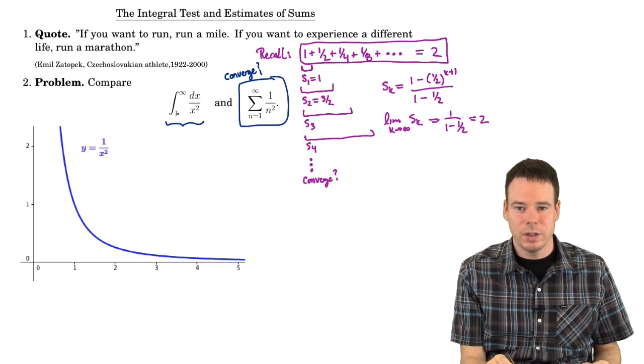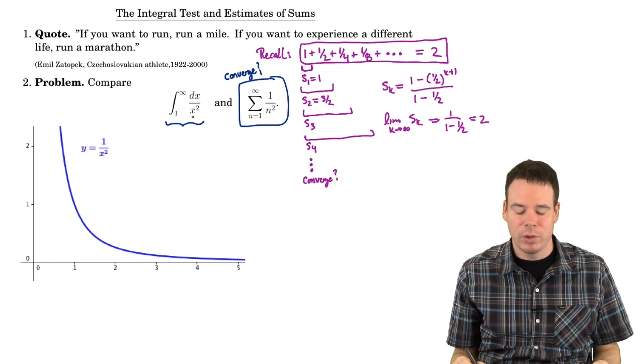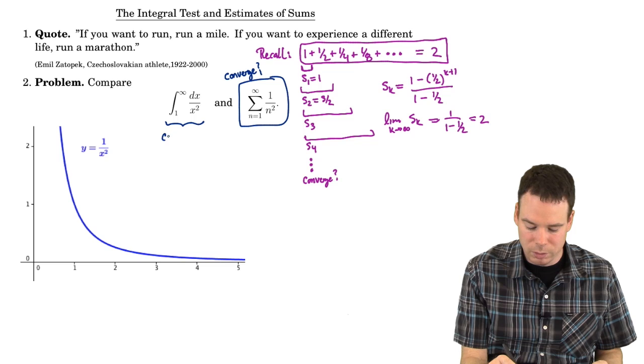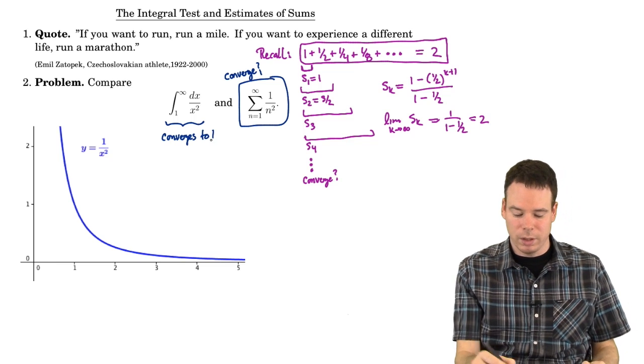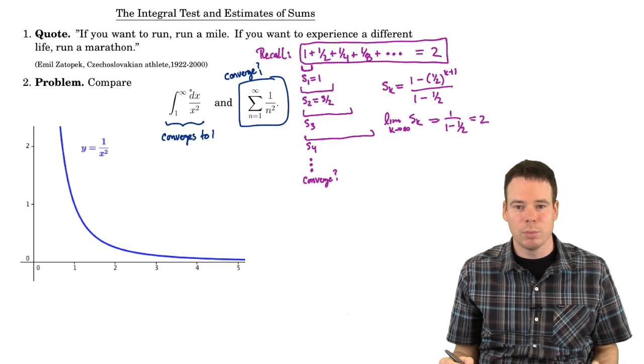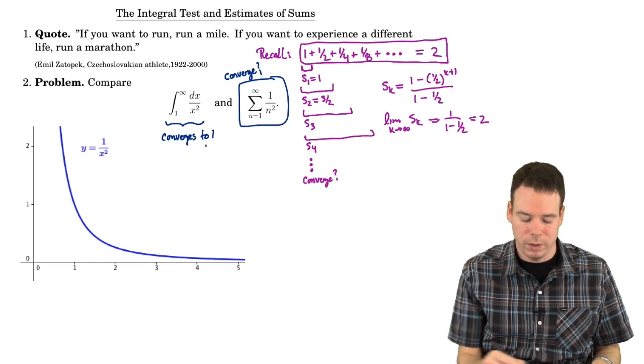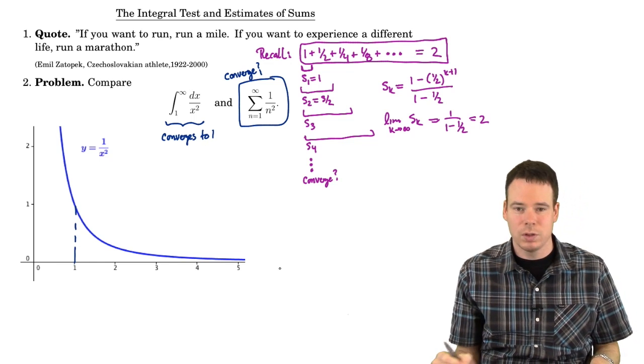And I convert it to a question I do know something about. What's the value of this improper integral? Well, I know that this improper integral converges, and it converges to 1. You can actually just work it out, find the antiderivative, and then evaluate the improper integral. So you'll find that the value is 1. So what that means is the area under the curve is 1.